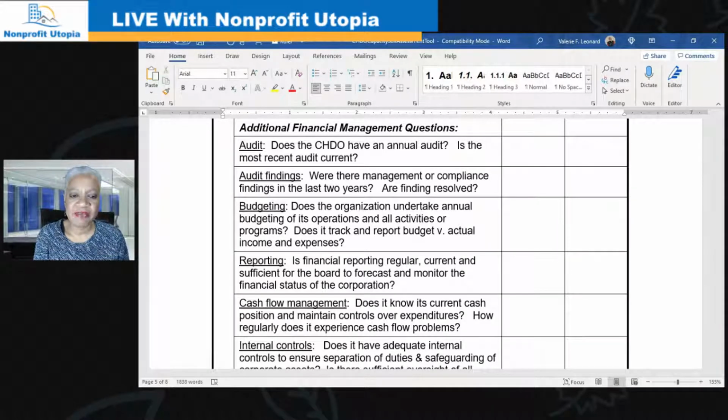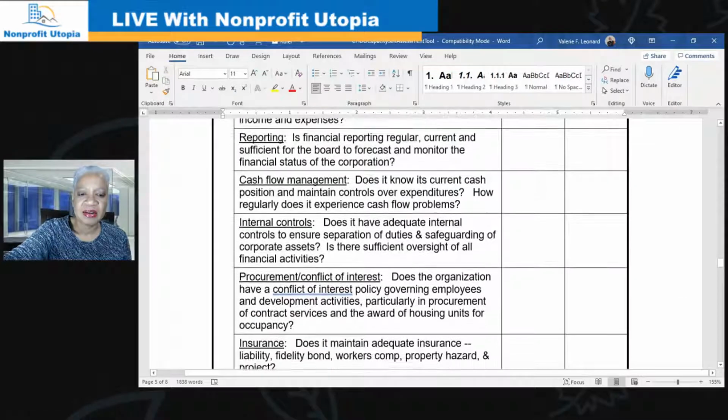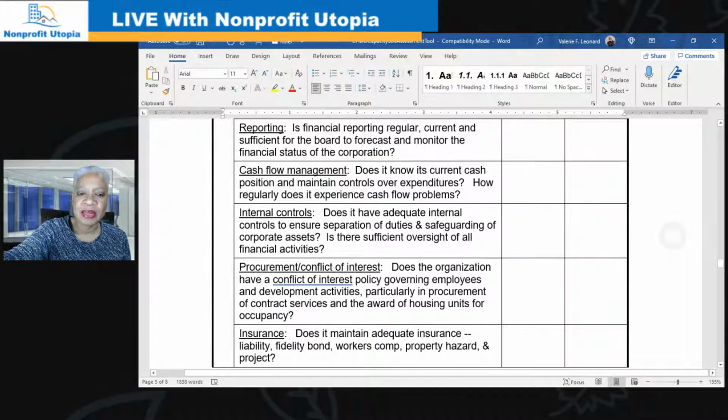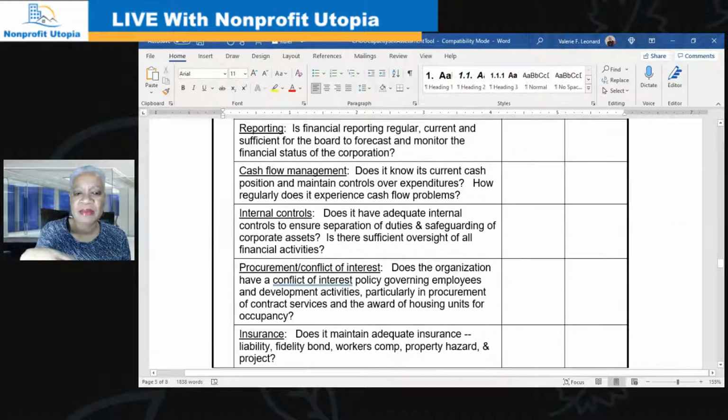Budgeting. Does the organization have an annual budgeting process? And does it track and report budget versus actual income and expenses? Is financial reporting regular, current, and sufficient for the board to forecast and monitor the financial status of the corporation? At a minimum, you should have a quarterly report, and really, that doesn't suffice, especially given all the changes that we're going through in the world. It's recommended that you have monthly financial statements, even if the board only meets quarterly.